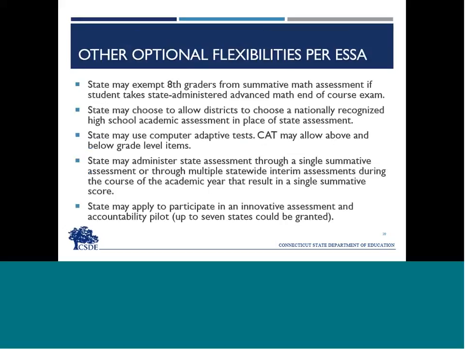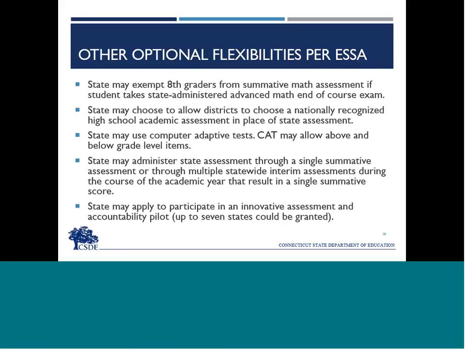There are some other optional flexibilities that ESSA talks about that I just want to address briefly. Again, we can discuss some of these things at great length, but I just want to address them because you may hear or come across some of these things in the readings, and we want to be upfront about them. One is that the state may exempt 8th graders from a summative math exam if those students take a state-administered advanced math end-of-course exam. This really is applicable for states that have an advanced math end-of-course exam for 8th graders. Some states have a standardized Algebra 1 end-of-course exam that some of their 8th graders might take. Connecticut is not one of those states, so this one is particularly not applicable to us.